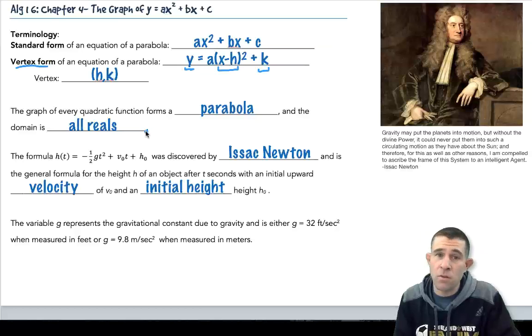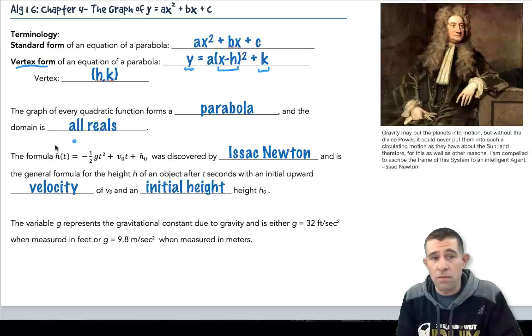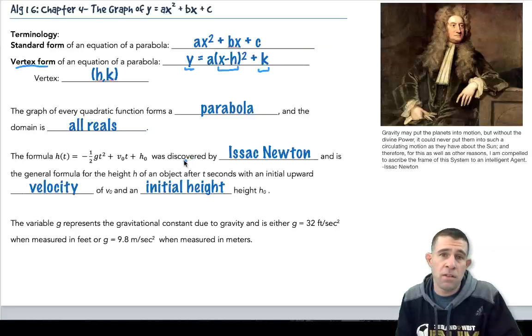The range is going to differ if it opens up or if it opens down and where the vertex of that parabola lies. Now there's a special case of the graph of this function, and that special case represents the height of an object in free fall.